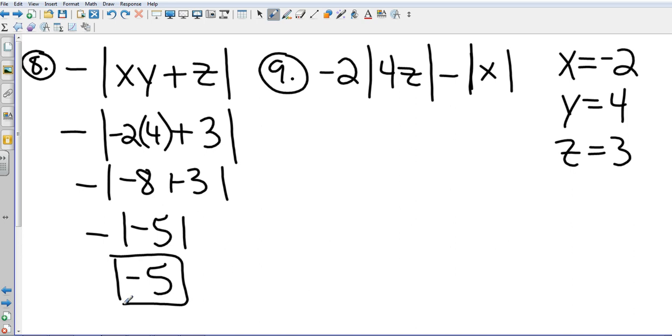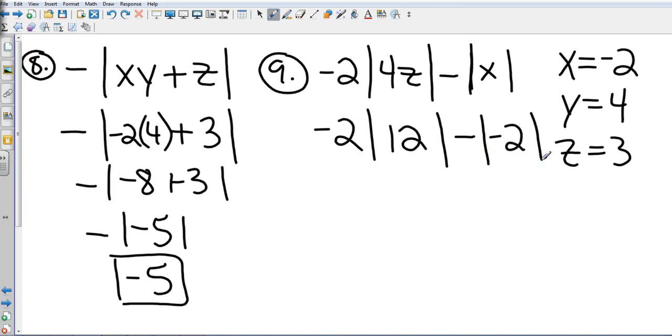Number 9, negative 2. Keep that on the outside. 4 times z is going to be 4 times 3. I'm going to go ahead and make that 12, just kind of skip a step. Some of you may have done the exact same thing on this one. You may have the minus a minus 2, and you tell yourself that's a plus, but it's not. What's the absolute value of 12? 12. What's 12 times negative 2? Negative 24.